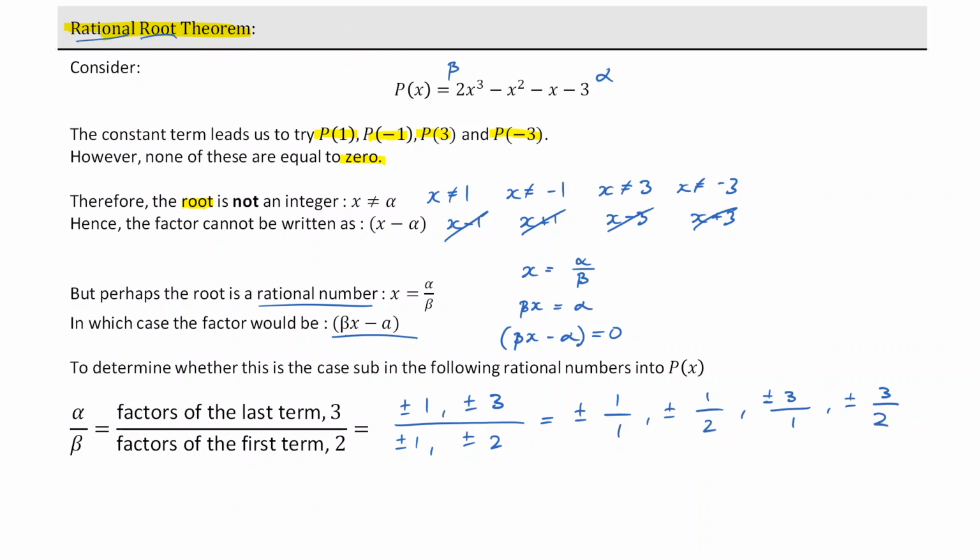Now we can actually eliminate some of these because 1 on 1 is an integer because it's just 1. So get rid of it. And 3 on 1, that's just an integer as well. That's just 3. So we can get rid of it. So that means the only things we need to consider are this one and this one. Those are the only rational numbers that we need to sub into this to make it work.